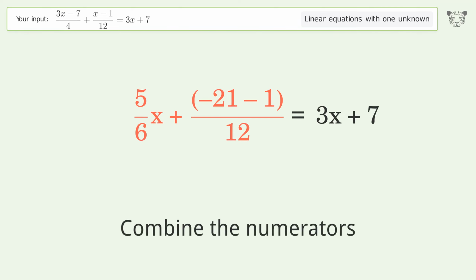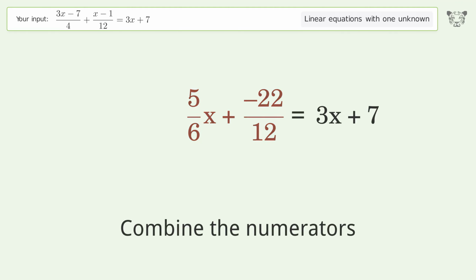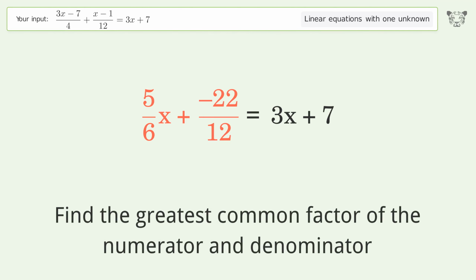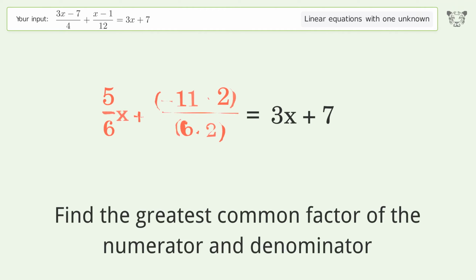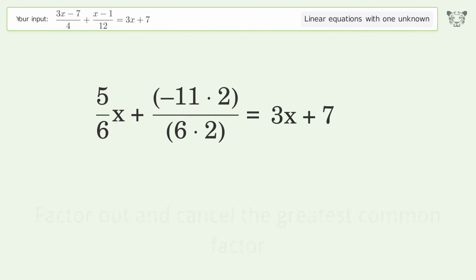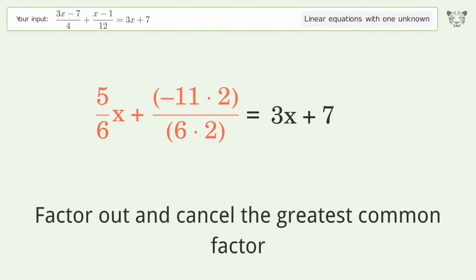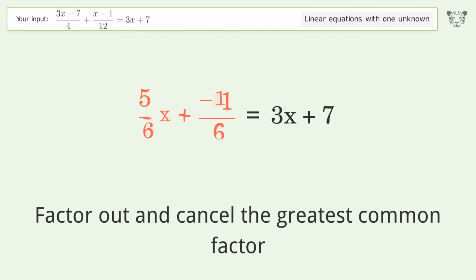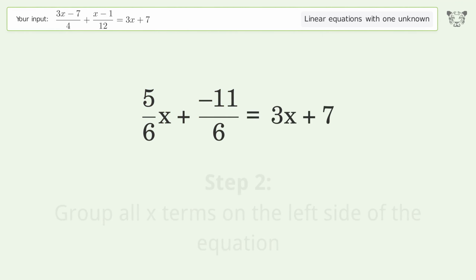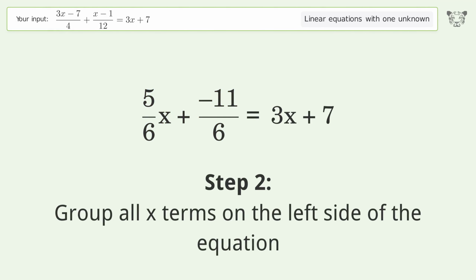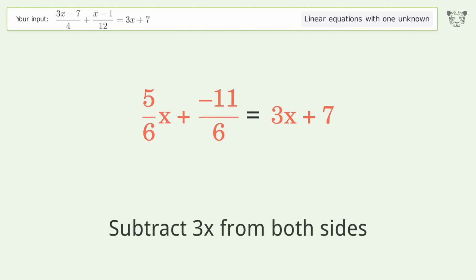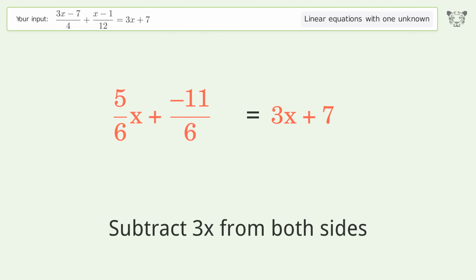Combine the numerators. Find the greatest common factor of the numerator and denominator. Factor out and cancel the greatest common factor. Group all x terms on the left side of the equation. Subtract 3x from both sides.